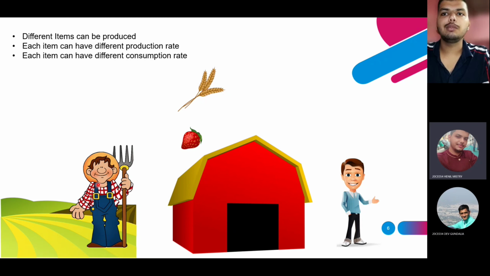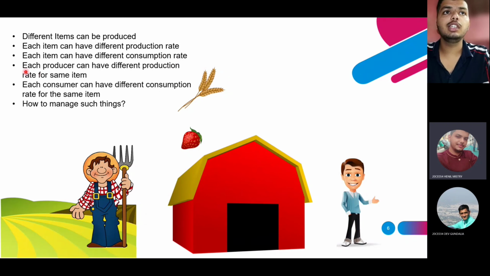Like, the production rate from the farmer side will be different for these two items. And similarly, the consumption rate for these two items is different on the consumer's, or you can say the customer's, side. So this is somewhat added complexity. And if we want to add more complexity, then you can consider that each producer can have a different production rate for the same item. Up till now, what we have seen is that there is one producer and one customer. But you can expand this scenario by taking several producers and several customers.